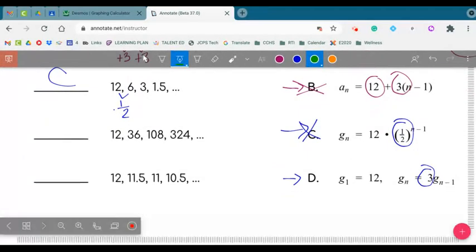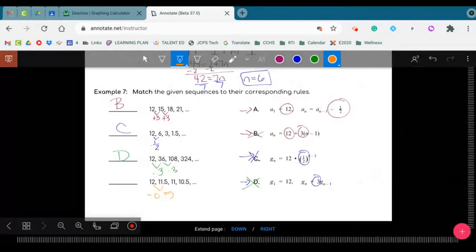Next one, I go from 12 to 36 to 108 to 324. This one, I'm multiplying by 3. So it has to be D. And the last one, you're subtracting 0.5 because you go from 12 to 11.5 to 11 to 10.5. There's the subtracting, so this one has to be A.